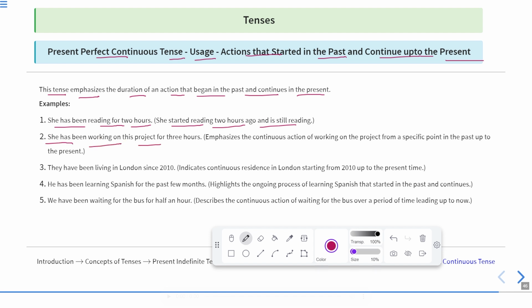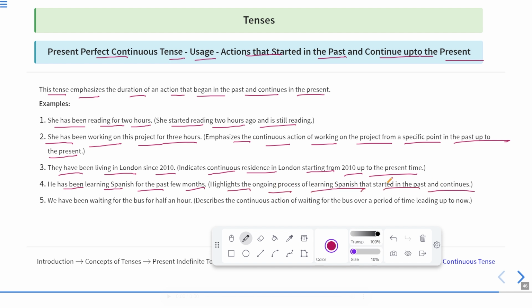She has been working on this project for 3 hours, emphasizing the continuous action of working on the project from a specific point in the past up to the present. They have been living in London since 2010, indicates continuous residence in London starting from 2010 up to the present time. She has been learning Spanish for the past few months, highlights the ongoing process of learning Spanish that started in the past and continues.